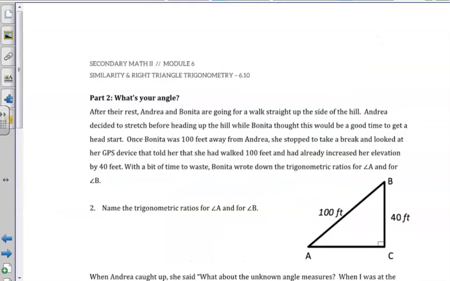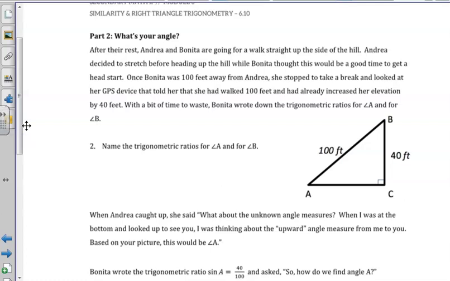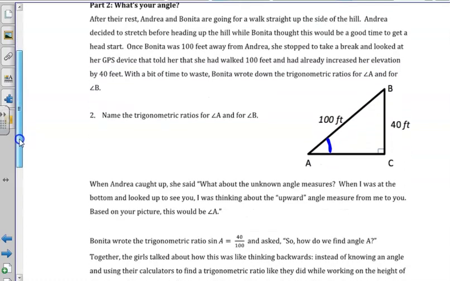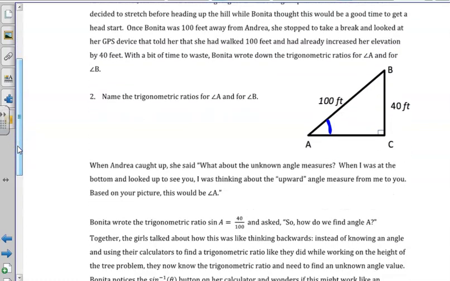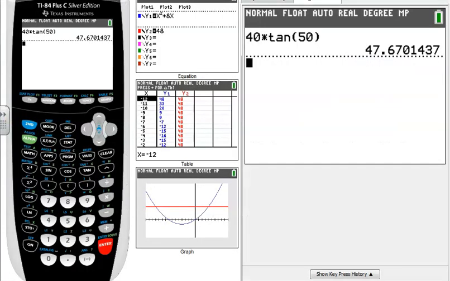In part 2, what's our angle, or what's your angle? We are given a scenario and then asked if we can find the measure of angle A, which is right here in the diagram. We are told in the bottom here that Bonita notices a sine to the -1 button on her calculator and wonders if this might work like an inverse trig ratio button. So let's see where she's finding that sine to the -1.